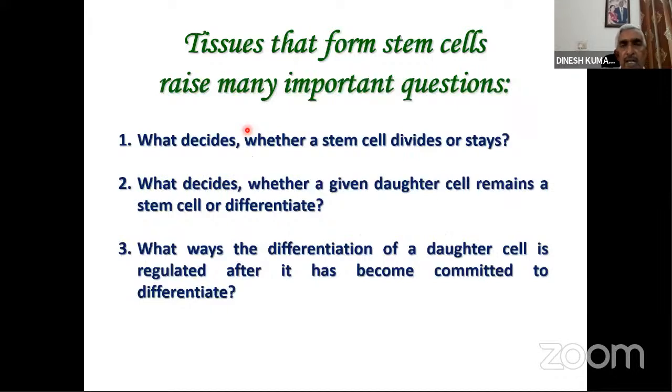So now the question arises, what decides whether a stem cell divides or stays? What decides whether a given daughter cell remains a stem cell or differentiates? In what way is the differentiation of the daughter cell regulated after it has become committed to differentiate?